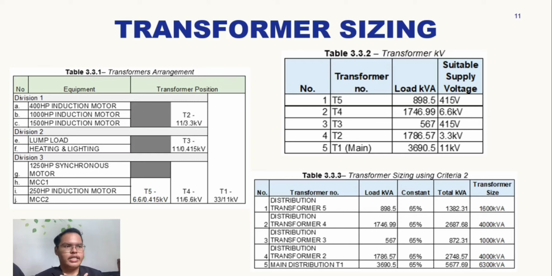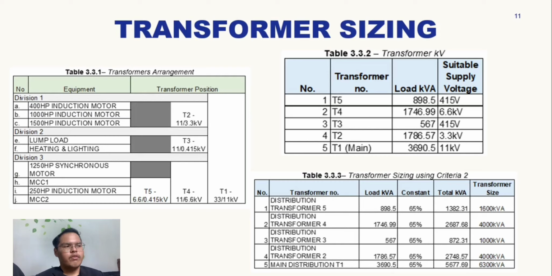For the transformer sizing, we must know the load estimation calculation. After that, we decide the transformer arrangement for T5, T4, T3, T2, and T1, which is the main transformer. Next, we must decide the kV rating. For T2 to T5, we determined these from the instruction sheet: T2 3.3 kilovolt, T3 415 volt, T4 6.6 kilovolt, and T5 415 volt. After that, we must determine the transformer sizing in VA.